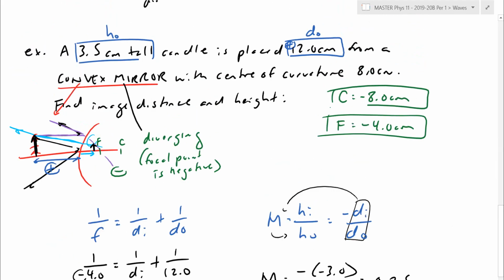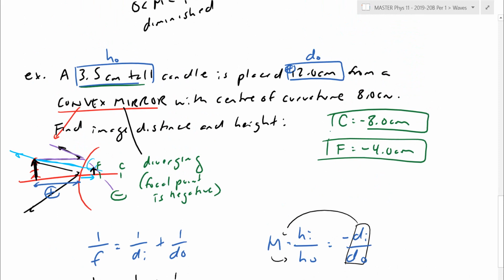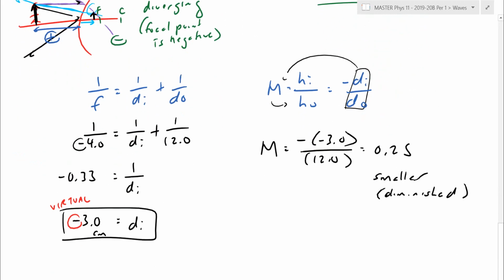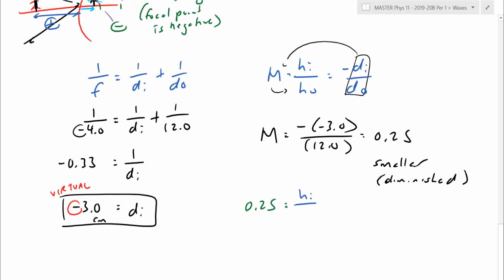We can also predict, because I was given a HO, a height of the object, I can actually figure out what the HI is. So given a magnification of 0.25, this is equal to height of the image, I don't know. I'm expecting it to be tinier. What if I was a quarter the size and my object itself was 3.5 centimeters? So therefore the HI is 0.25 times 3.5, which gives you 0.88 centimeters.